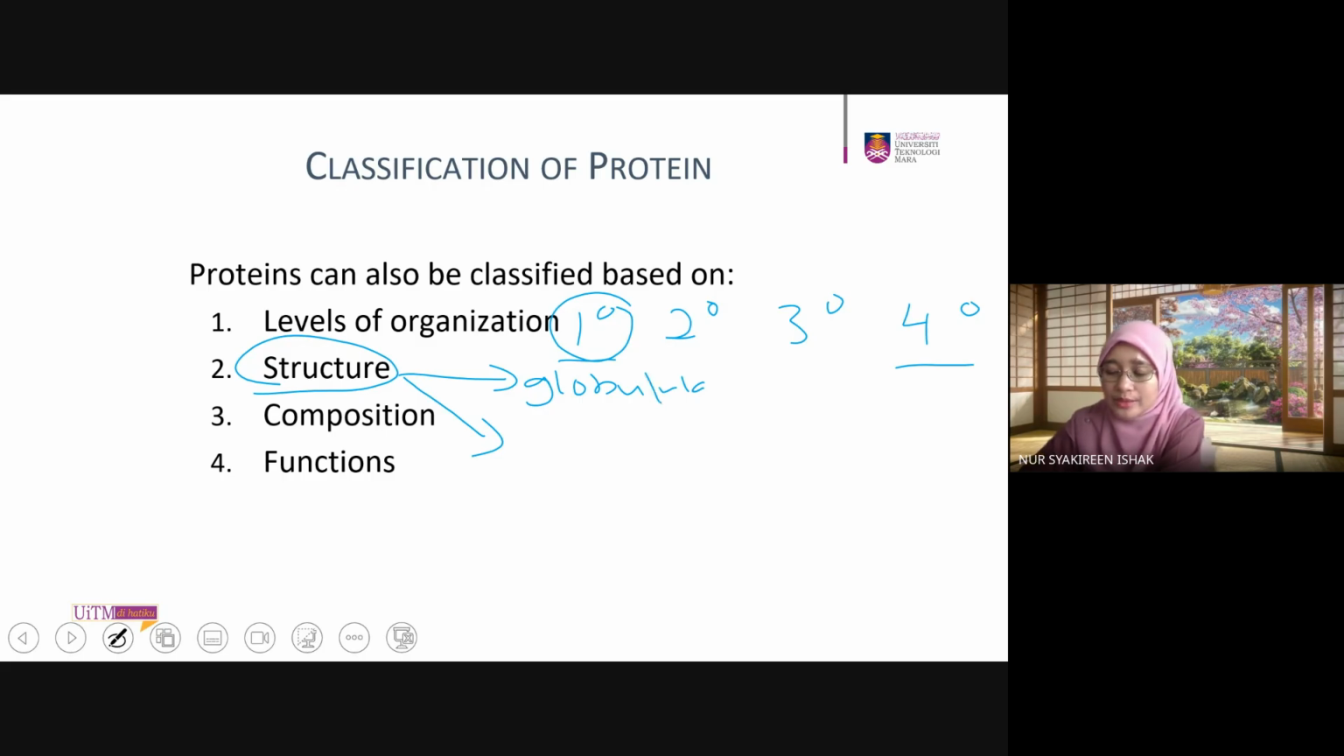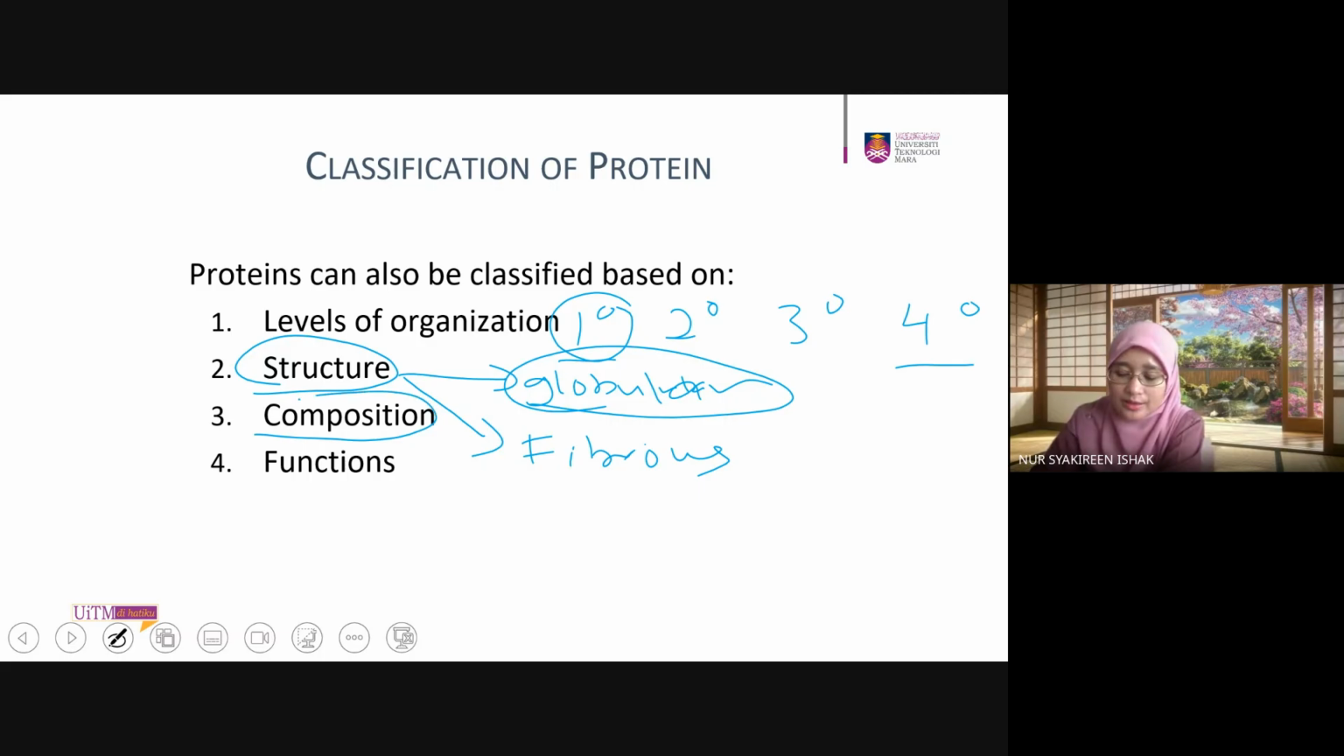Okay, globular protein or fibrous protein. Globular proteins are proteins that can dissolve in water. Fibrous proteins are proteins that cannot dissolve in water, based on their structure.